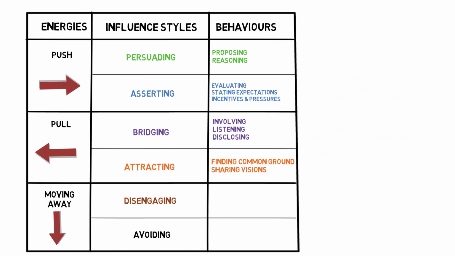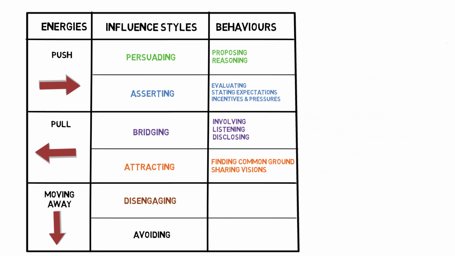Disengaging is different from the push and pull energies in the sense that it is a tactical maneuver which makes it possible to take your energy out of an influence situation in a positive and productive way. Disengaging is always a temporary maneuver, and it is used with the purpose to return to the subject later on and continue the pursuit of your objective.